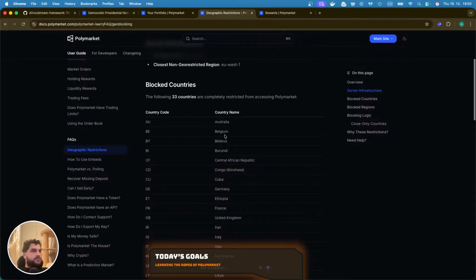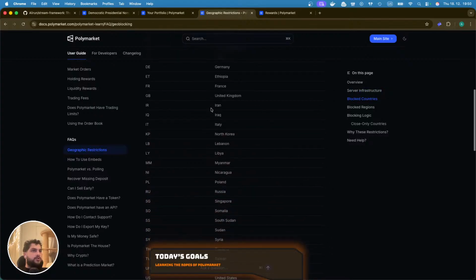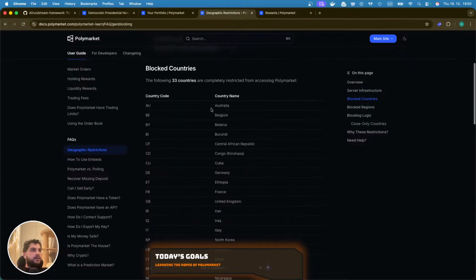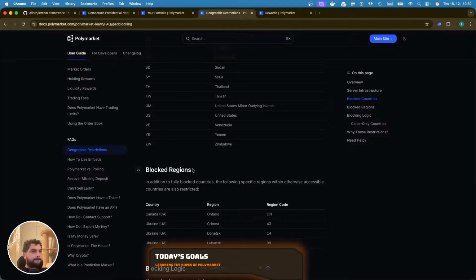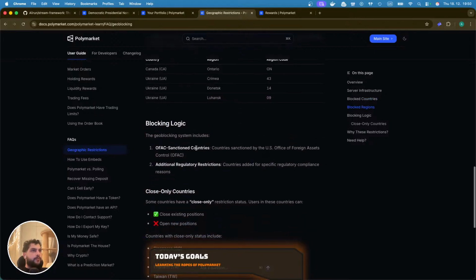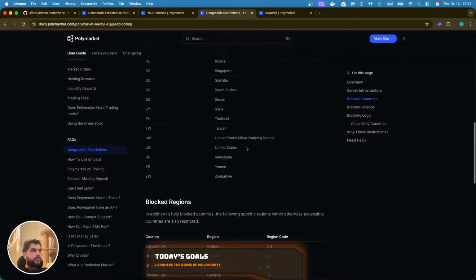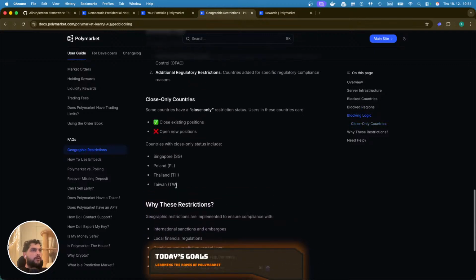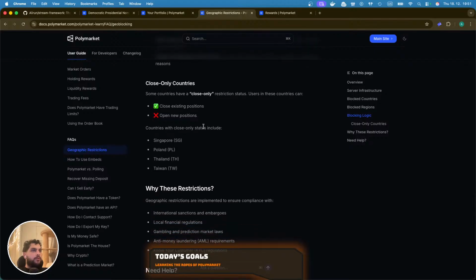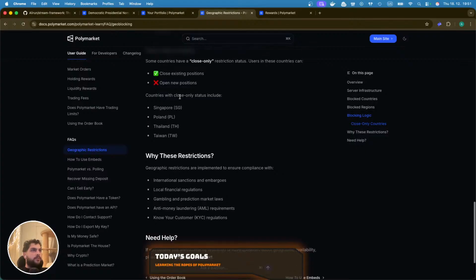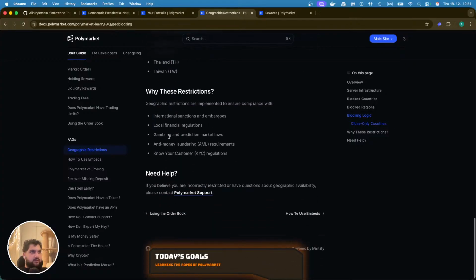Geographic restrictions. Not on the list. Okay. Interesting. Our neighbors cannot trade. Germany. Poland. So these countries can wind down their positions but cannot open. Okay.